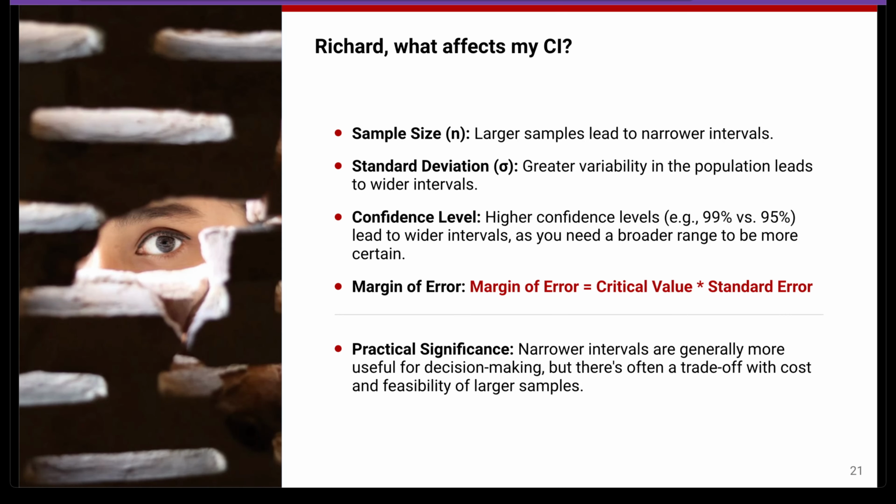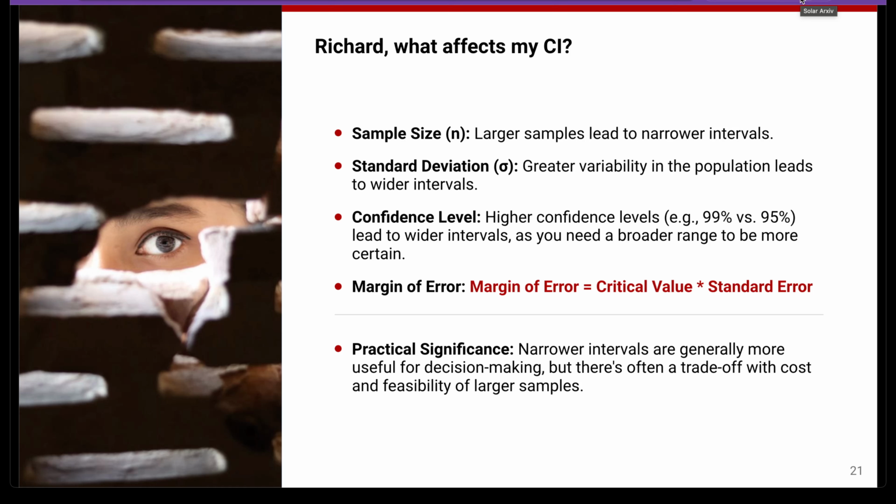So what affects my CI? Sample size. That's generally the number one thing that can affect it. Larger samples lead to more narrow intervals. Standard deviation. If everyone came in and the standard deviation was 2 inches, well, then hey, I have 100 people, standard deviation is 2 inches, I can kind of tighten up my intervals. If everyone comes in, the mean is 72, but my standard deviation is 3 feet, I have no idea what the next person could be.